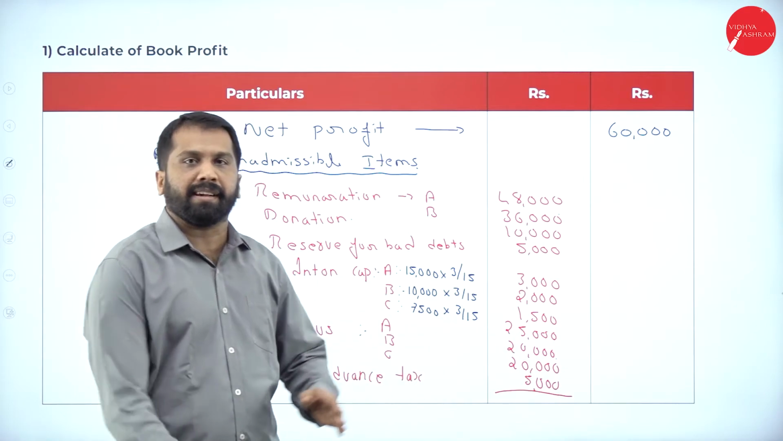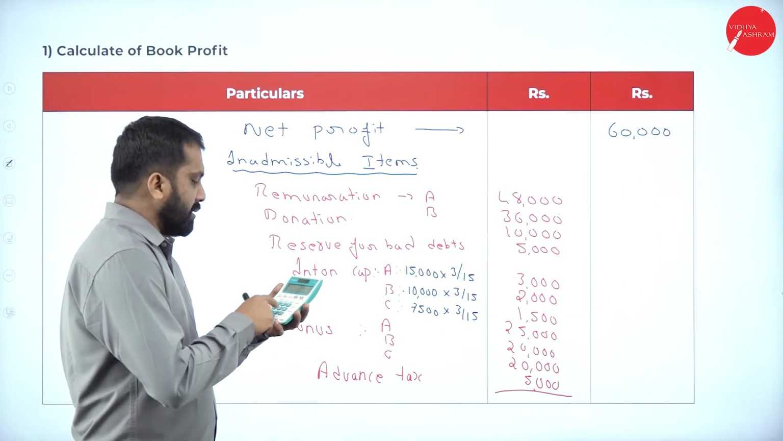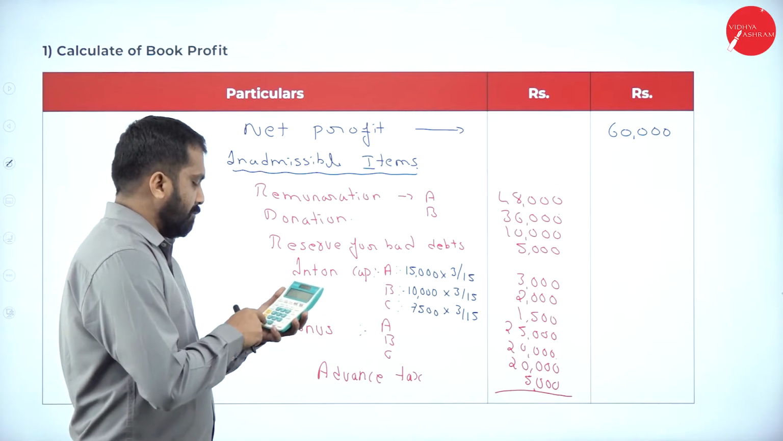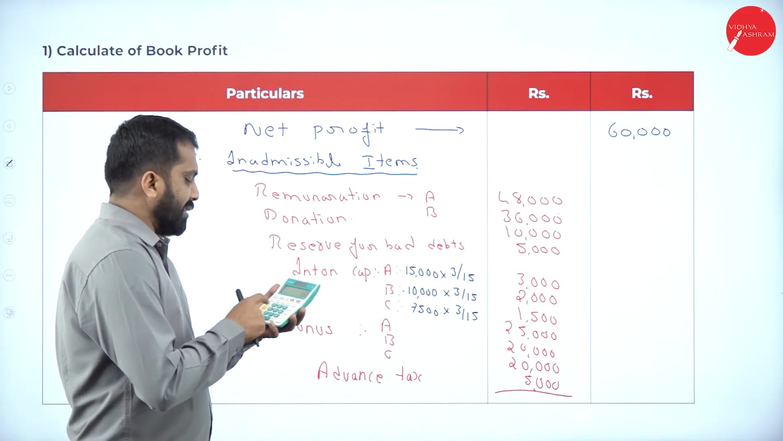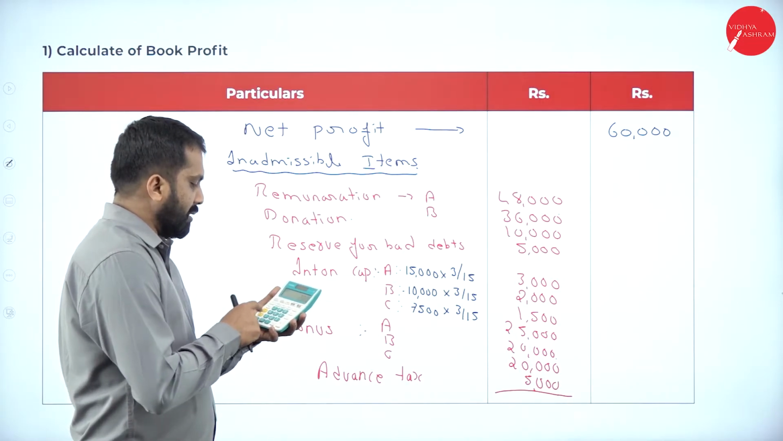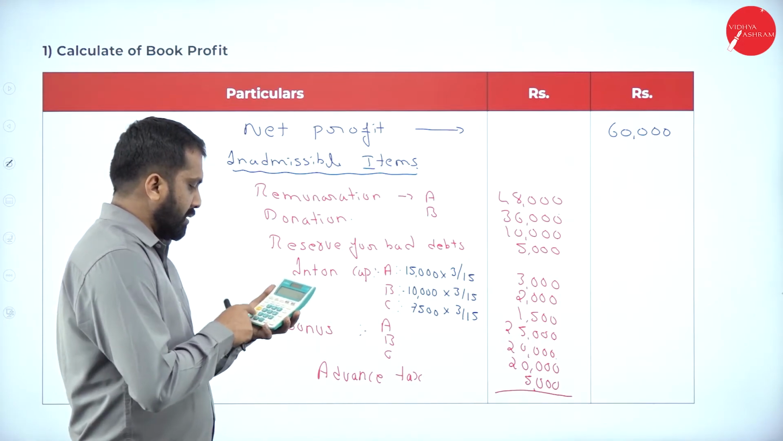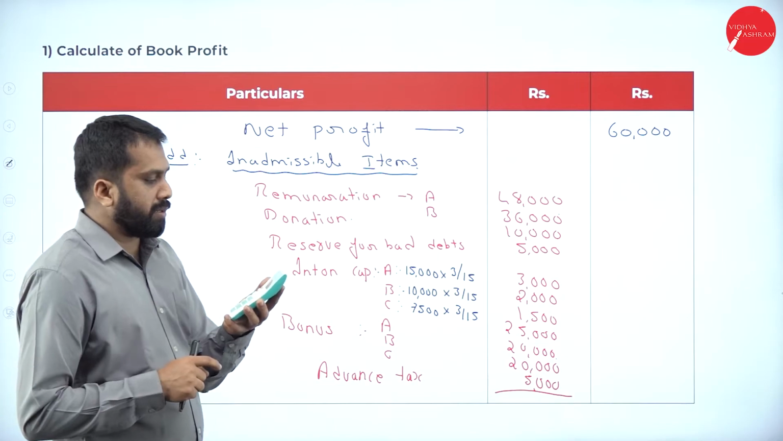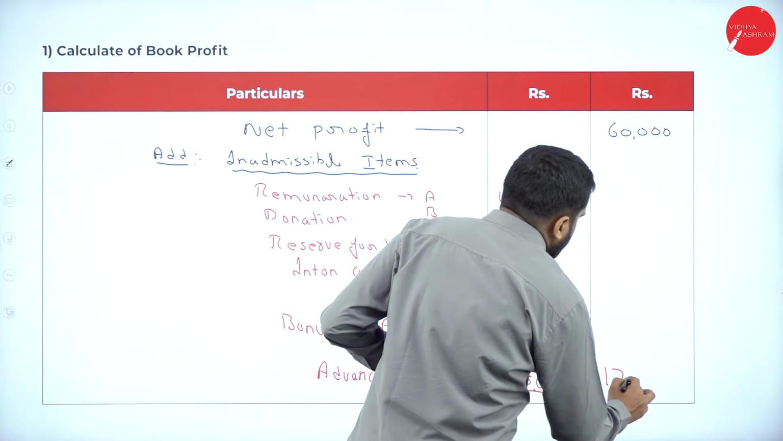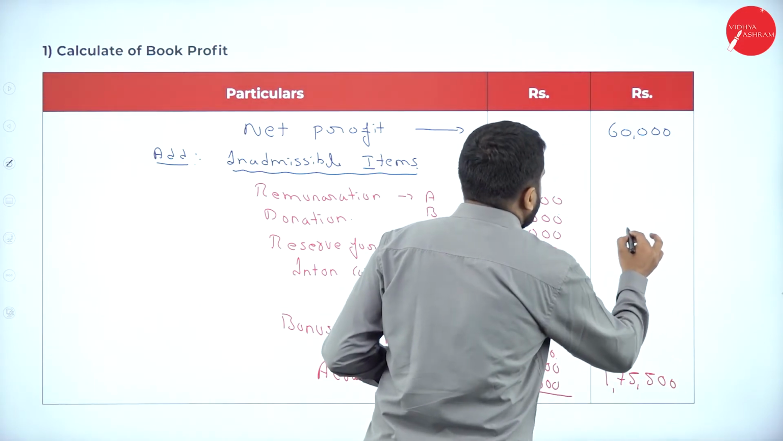So add it and write it in the outer column. Now in this, 48,000 plus 36,000 plus 10,000 plus 5,000 plus 3,000 plus 2,000 plus 1,500 plus 25,000 plus 20,000 plus 20,000 plus 5,000. 1,75,500. Your answer is 1,75,500. Remember, you are supposed to add.